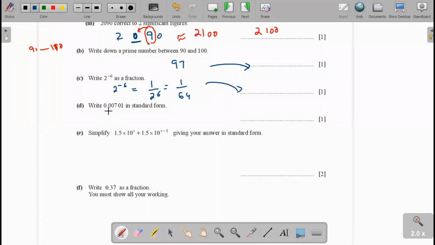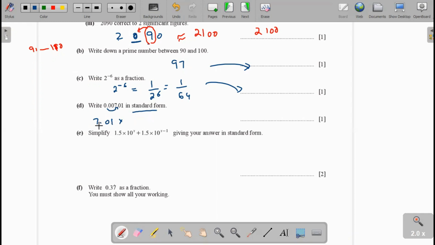In part D, write 0.0070 in standard form. You know the standard form: the number is written as a product of two numbers. One number is less than 10 and greater than or equal to 1, and the other number is a power of 10. You see here that number is 0.007. Therefore, the decimal will be shifted from this position to that position. The three digits are crossed and we write 7.0 times 10 to the power of minus 3.